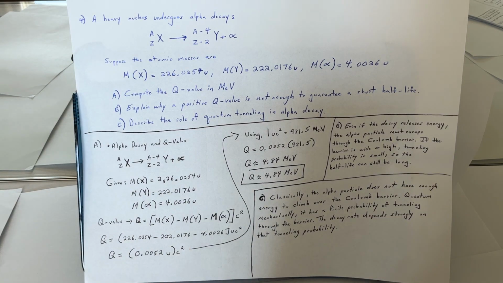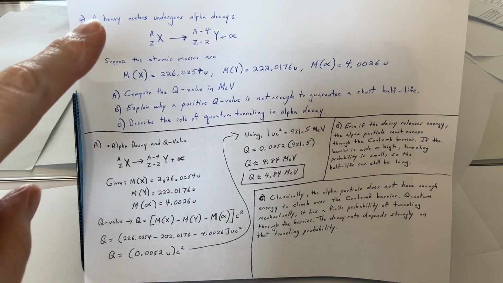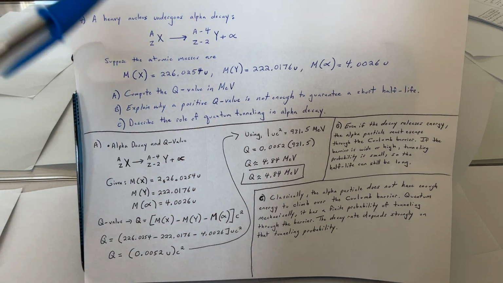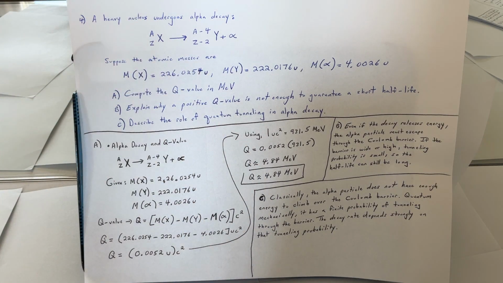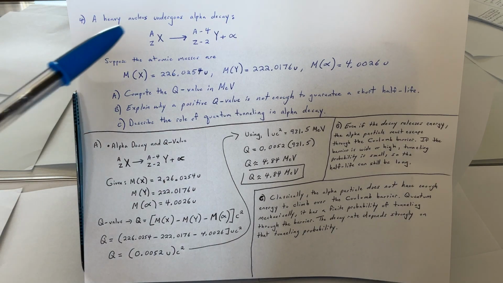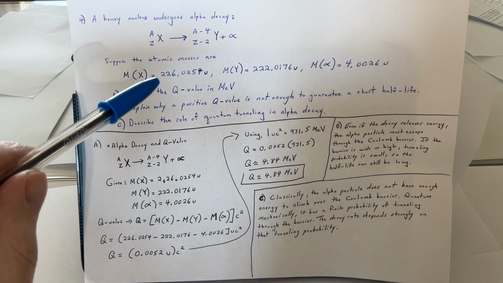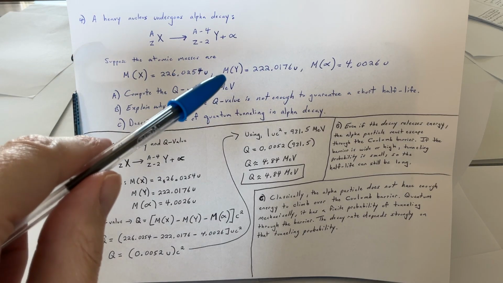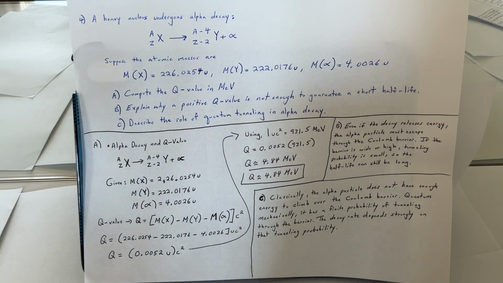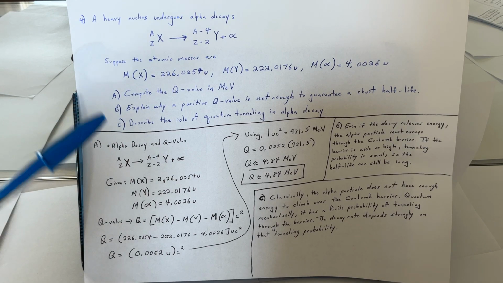Okay, so let's see number 4. A heavy nucleus X undergoes alpha decay, and this is what we're given, with mass number A and atomic number Z. Suppose the atomic masses are given as M of X is this, M of Y is this, M of alpha is that. For part A, compute the Q value in MeV, that's mega electron volts.